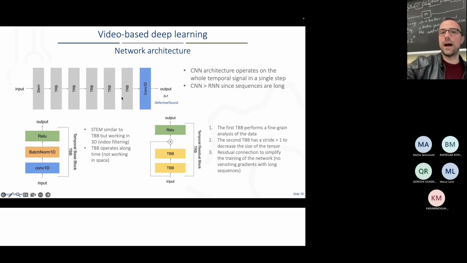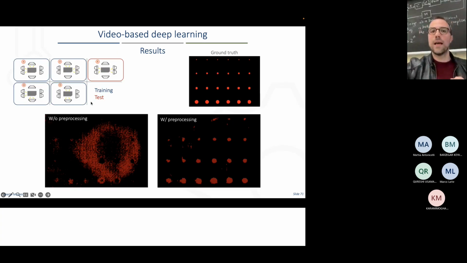And then 5 times this block that is made of these other blocks, and at the end a one-dimensional convolution that was made just to get an output 2 by 1, where the 2 entries are the probability of that specific input to belong to class 0 or class 1, sound or defective region. That's the architecture. Without pre-processing.